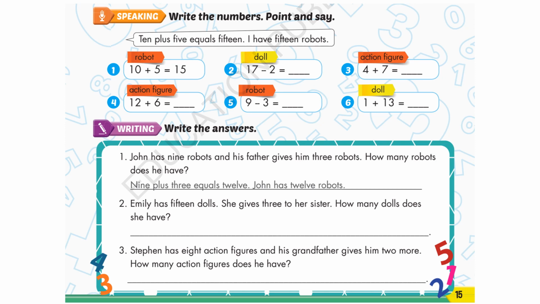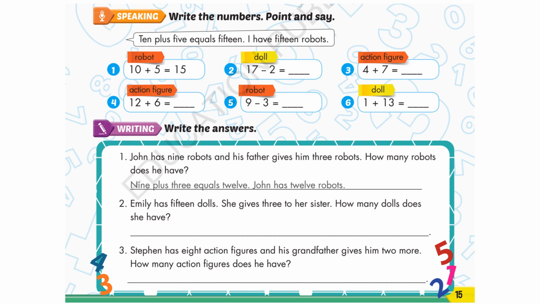Okay, let's look at this. Write the numbers. Point and say. 10 plus 5 equals 15. So we have 15 robots. What about the dolls? 17 minus 2 is 15. We have 15 dolls.